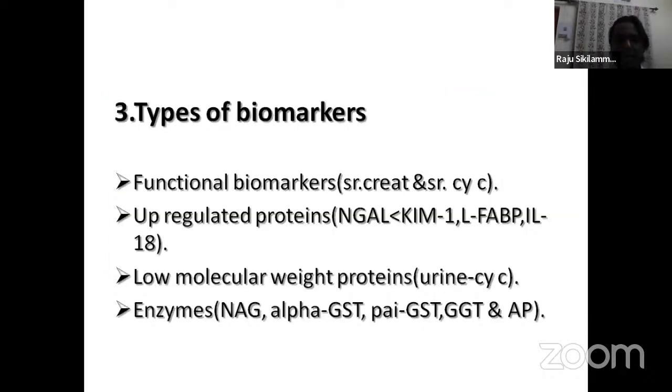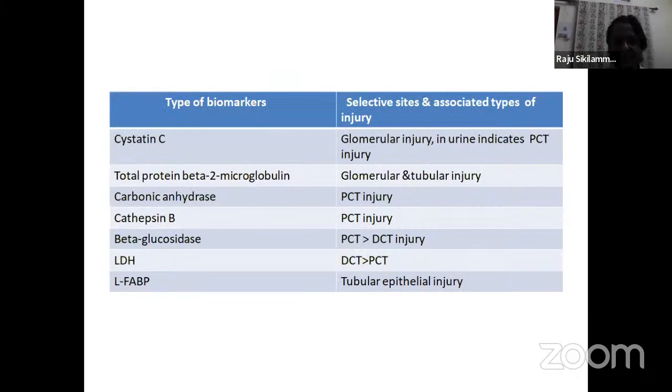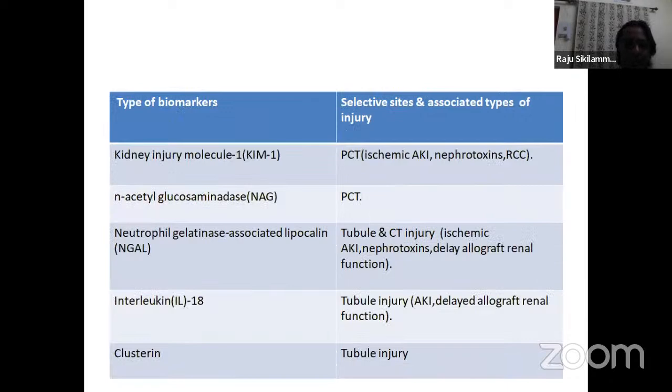Apart from that, there are biomarkers specific for a particular part of the nephron, expressed from that part of the nephron. Cystatin C indicates glomerular injury and PCT injury. Beta-2 microglobulin shows glomerular and tubular injury. Carbonic anhydrase indicates PCT injury, and beta-glucosidase is expressed in the PCT more than the DCT, and LDH is more in the DCT. Kidney injury molecule is expressed on the PCT, and NAG on the PCT. NGAL is mostly for tubule and collecting duct injury, and interleukin 18 and clusterin are for tubular injury.